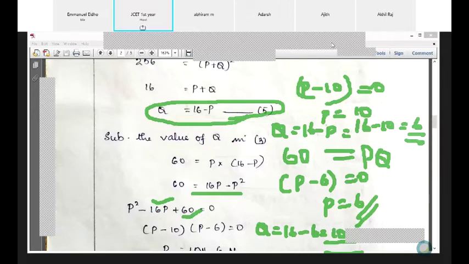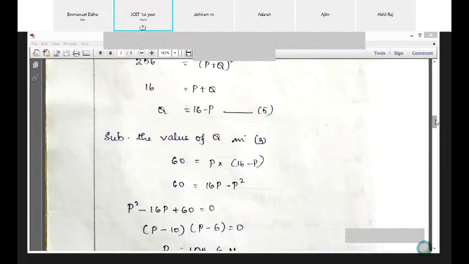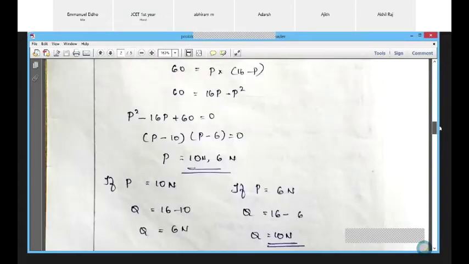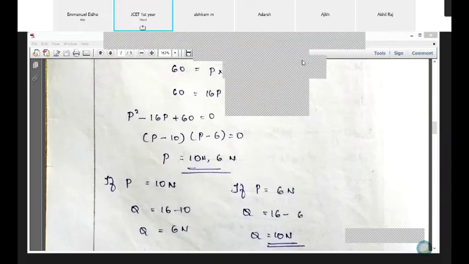So that's all about this problem. So I have written all the steps here. So hope you understood this problem. Shall I go to the next problem? Hello?